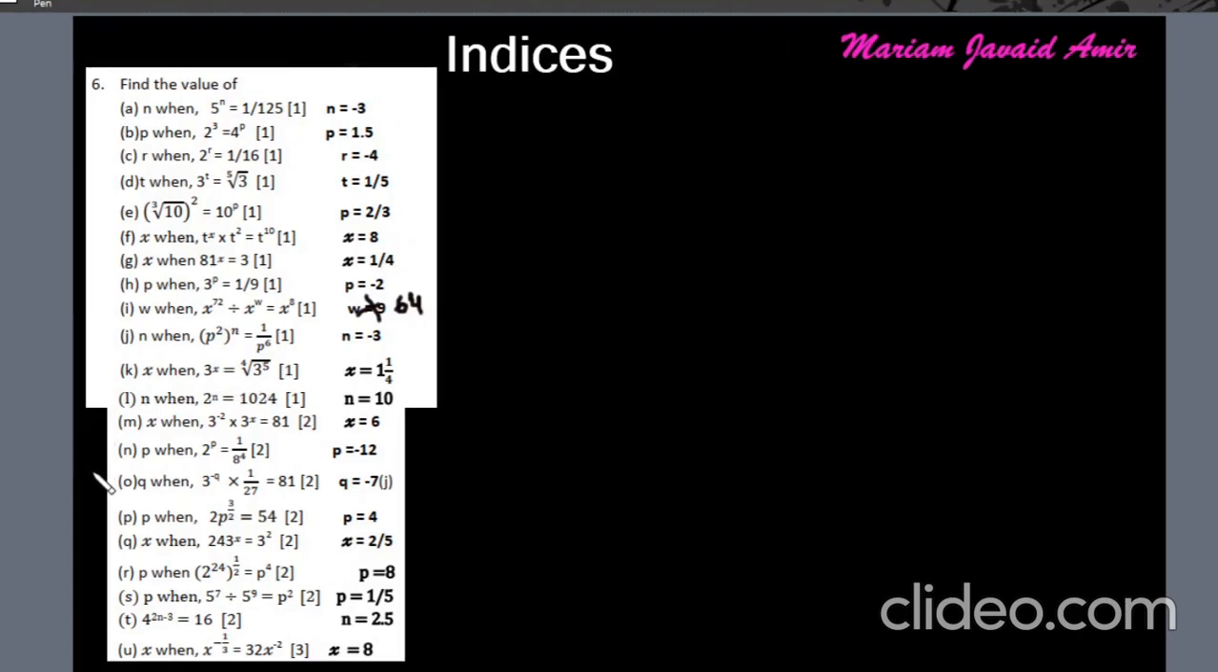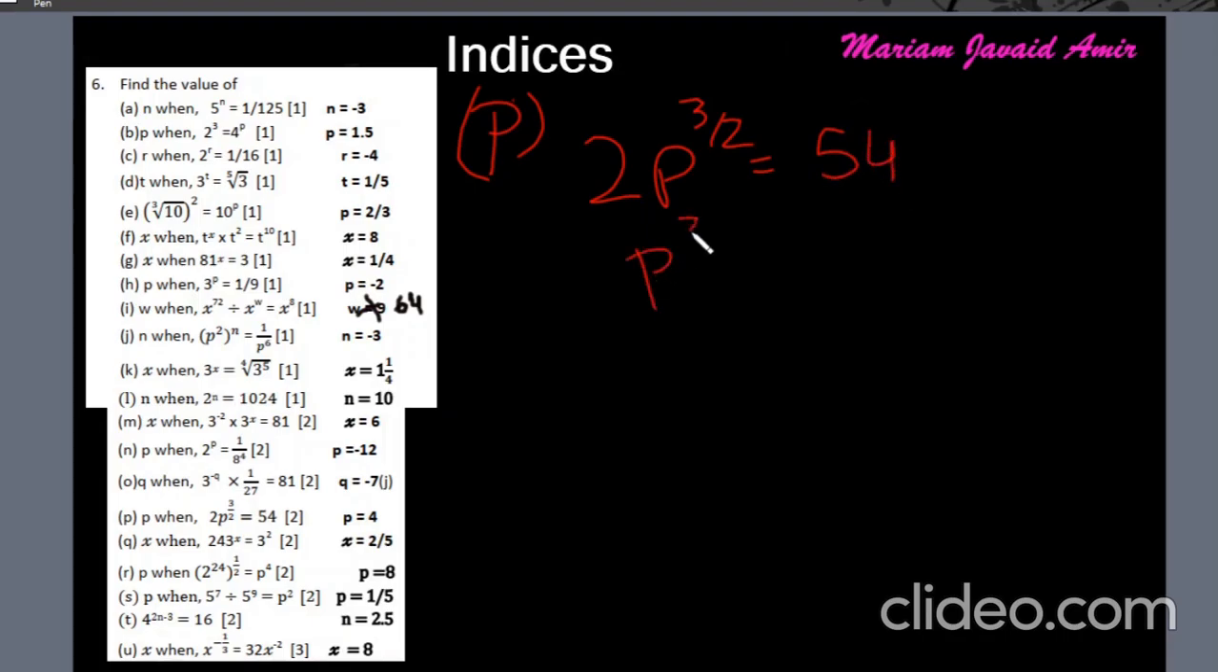Alright, next up is part P. P, which is 2 times p power 3 by 2 equals 54. Take 2 to the other side, divided with 54, we get 54 divided by 2 is 27. So p power 3 by 2 is 27. Now how do we solve this?